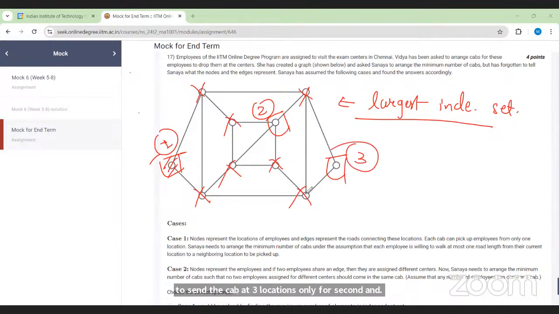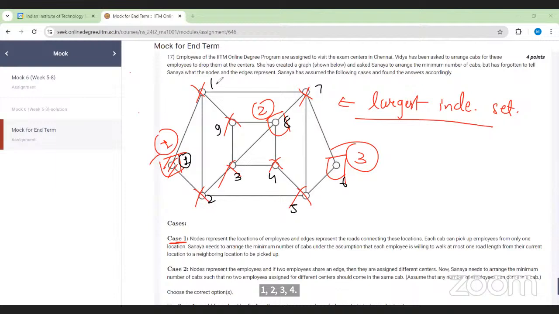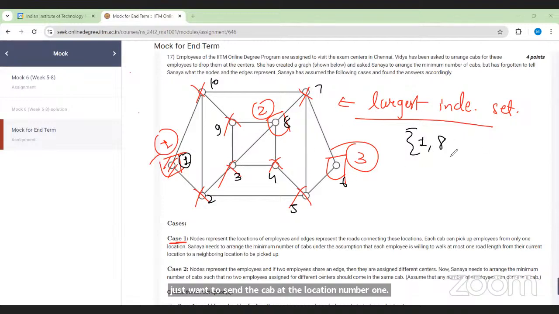Since these are independent vertices, I think this is the largest independent set in this graph. I'm talking about case one, we are finding the minimum vertex cover, right? Not exactly a minimum vertex cover, I think. If I number the vertices 1, 2, 3, 4, 5, 6, 7, 8, 9, 10, these are the 10 vertices. I'm saying I just want to send the cap to location number 1, location number 8, and location number 6.